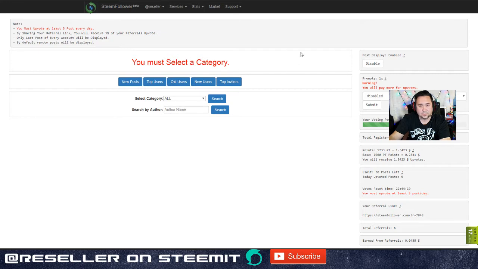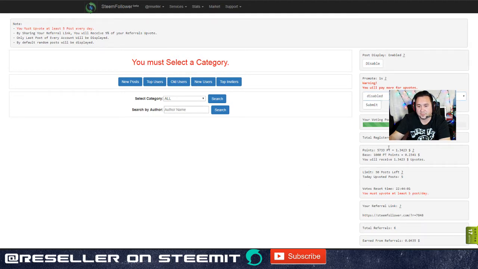And over here, we can go to the side. Basically, we can see post displayed, enabled, disabled. Enabled is defaulted. All this stuff right here is going to be defaulted. Promotion ×1. Now, this was a little confusing at first when I first started, but basically what this is, it goes from 1 to 5 times.